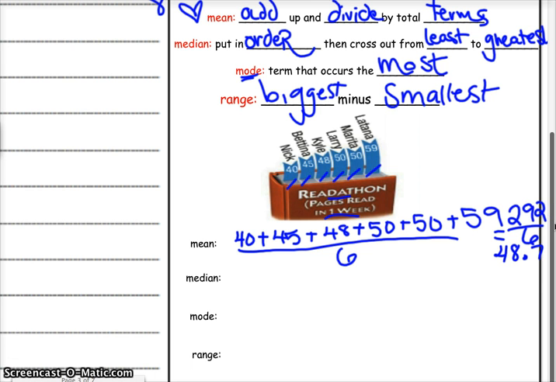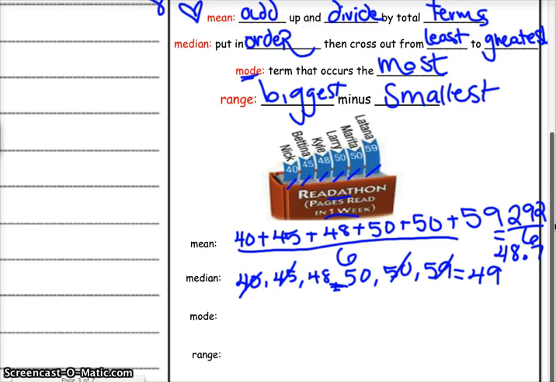Median, put in order. Looks like they already are. I'm just going to rewrite them: 40, 45, 48, a 50, a 50, and a 59. And you cross out from least to greatest. And what happens when I have 2 numbers in the middle? What do I need to do, Xavier? Add them up and divide by 2. Or find the middle. Here I would just say, what's between 48 and 50? 49. Notice, compare right now, my mean and my median are pretty close, right? They're both a way to represent that average number.